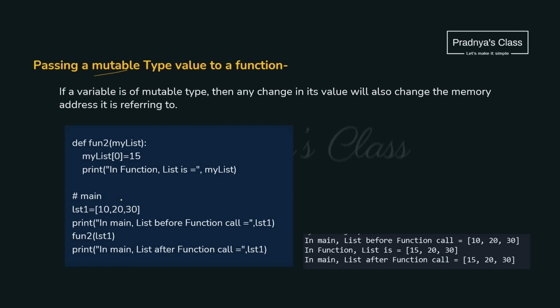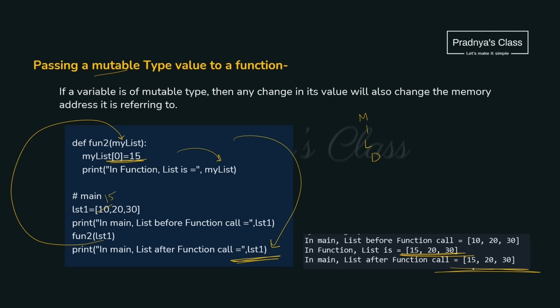Look at the example. Here is one list. It is of a mutable data type. Mutable data types are list and dictionary. We are passing the list to the function. In the function we updated the value of the first element. From 10 it became 15 now. If we are printing the list in the function, we got 15, 20, 30. And after the changes we are printing the list in main. Look at the output. The changes reflected back in main too.